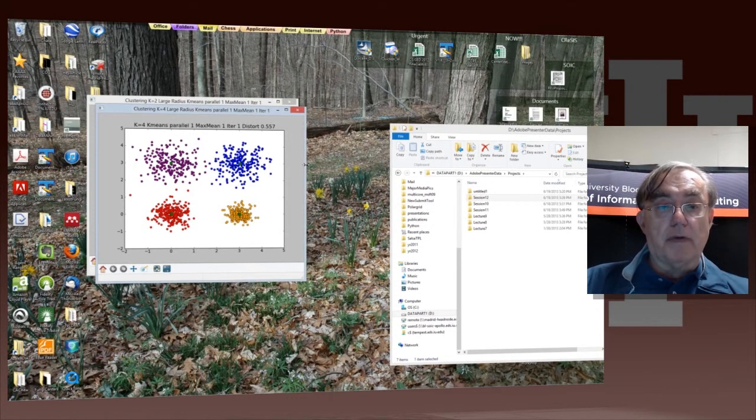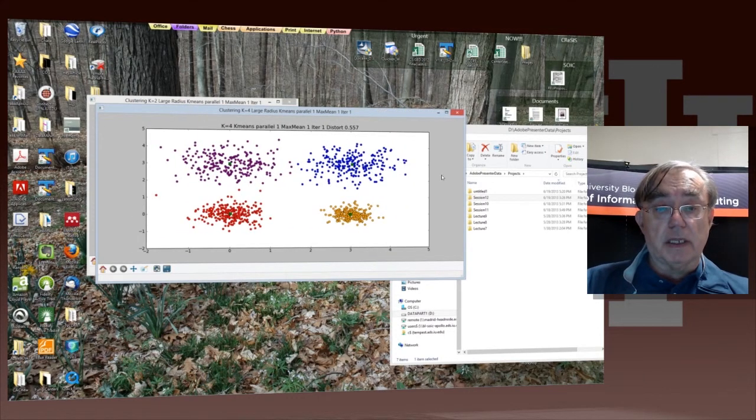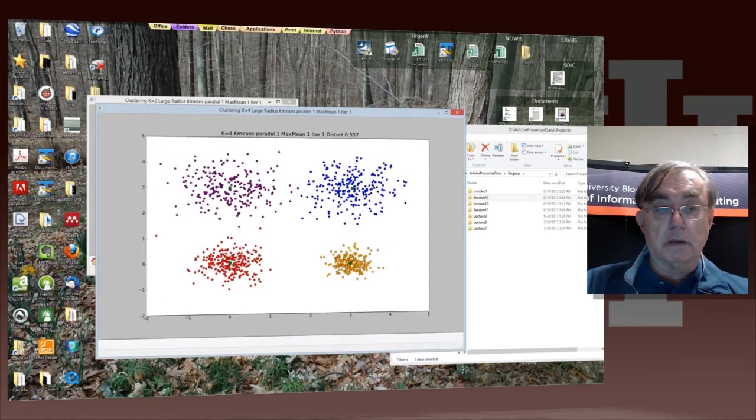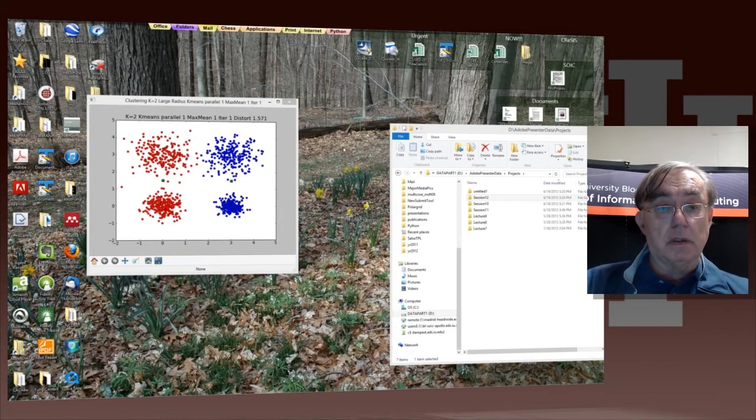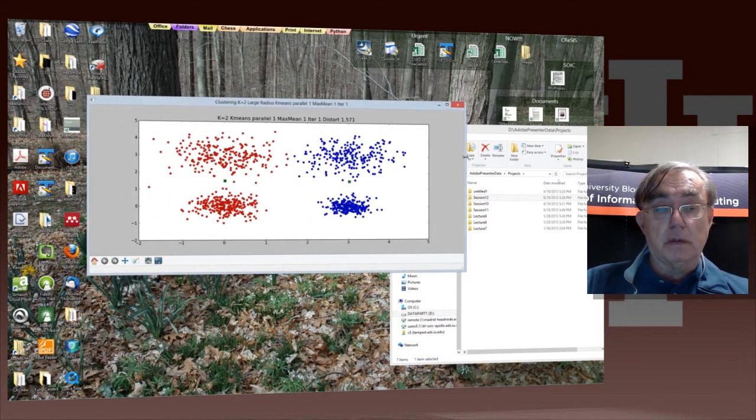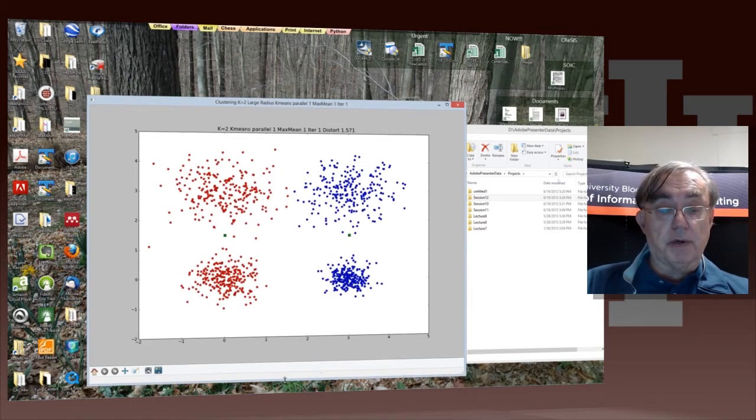Here we have the large radius case. Okay, 4 clusters, and it's given a pretty good answer here. Again, looks near the optimal. So this run actually ends up having no really peculiar answers.